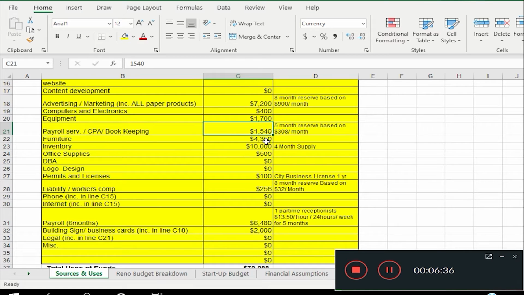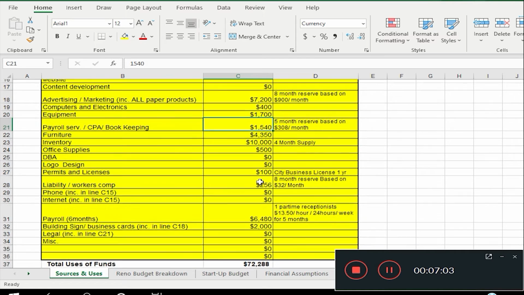The furniture, that was everything else. So, the reception desk, the regular desk, anything else that furnished my business. The inventory, I wanted to make sure I had at least a 4-month supply of inventory, which if you guys didn't know, we carry hair extensions. So I wanted to ensure that we had enough inventory to get the business started and rolling.